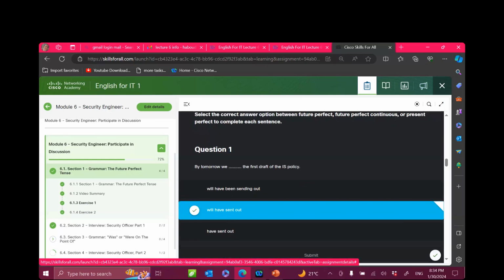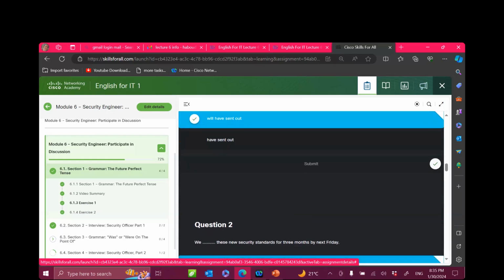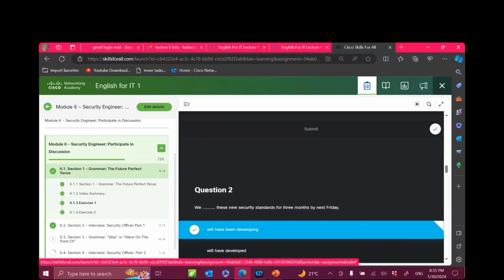So question 2. These new security standards for 3 months by next Friday. Again, these new security standards for 3 months by next Friday. What do you think? Yeah, I can hear some of you are doing great. Exactly. Have been developing, future perfect continuous. Why? Have a look: for 3 months, duration. I specified the duration, the period of time I want to complete by the time I arrive at next Friday. Very good.